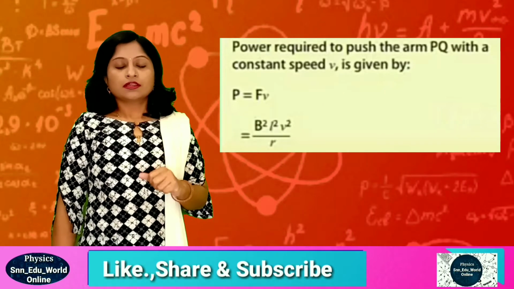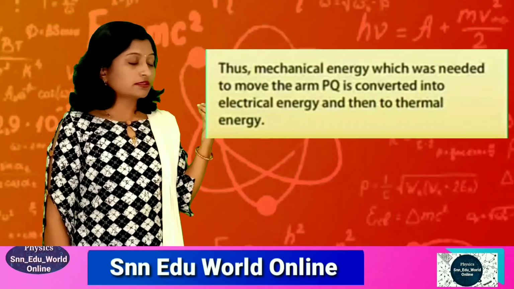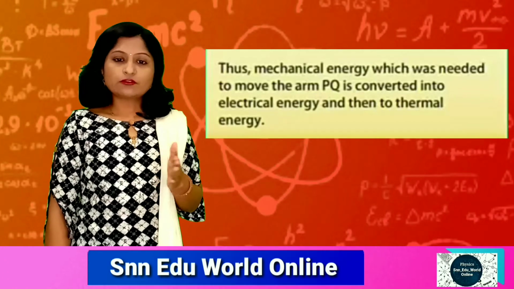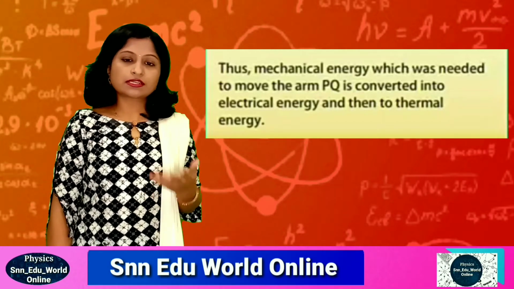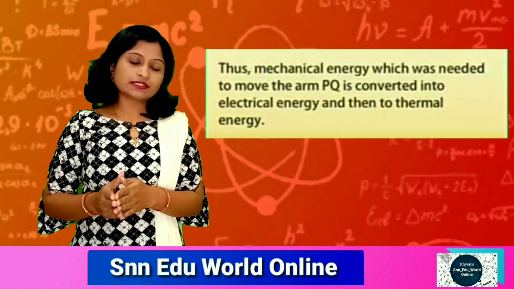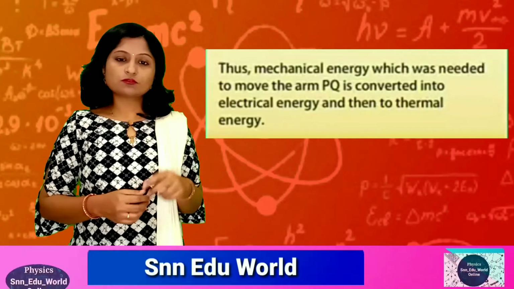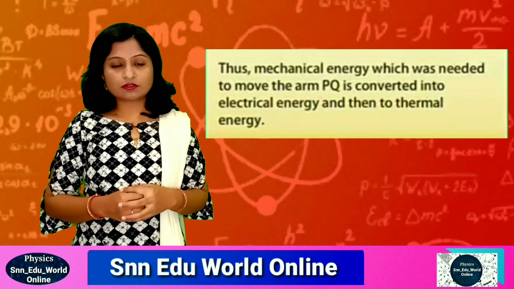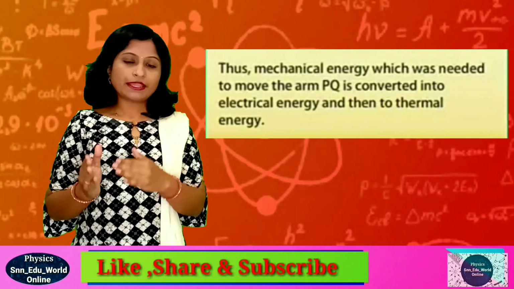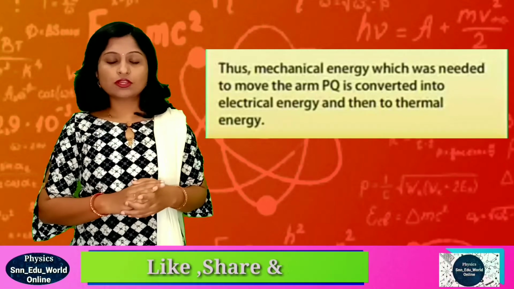Now we know that whenever mechanical work or mechanical power is used, PQ is moving inside. Due to the motion of PQ, EMF develops, which means current will start to flow, meaning this mechanical energy is converted into electrical energy. Now, due to the motion of the current or electrons, heat energy is produced. So mechanical energy is converted into electrical energy, and electrical energy is converted into heat energy.